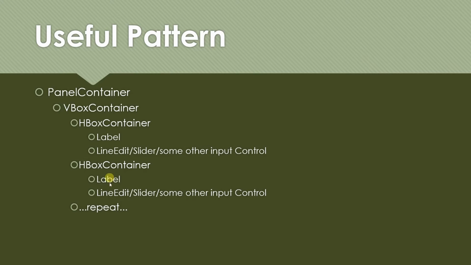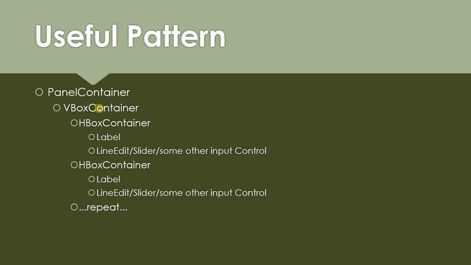Oftentimes, here's what my scene hierarchy looks like. At the root, I'll have a panel container, and then I'm going to have a single VBox container as a child of that panel container. So as you resize the panel container, the VBox container gets expanded to fill its entire space.